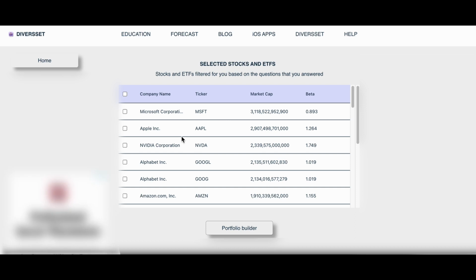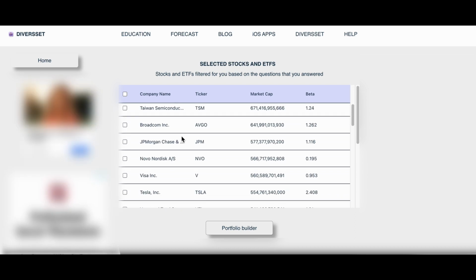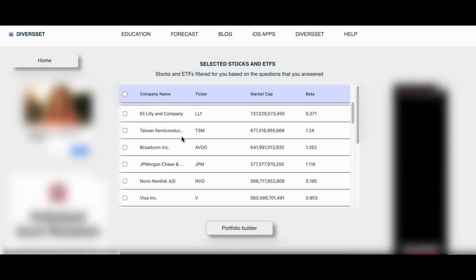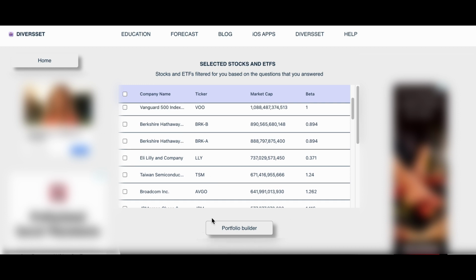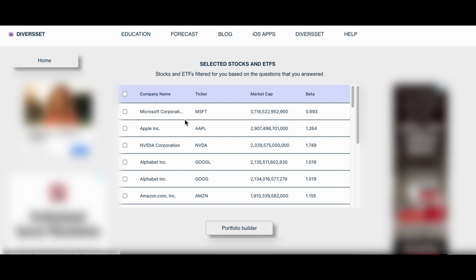Then I press show the result, and Diverset tries to find me the stocks that are tailored to my risk appetite. And let's see what stocks it will offer me. As you can see, these are large cap stocks. I can choose manually. If I press the build the portfolio button over here, it will construct the portfolio out of 10 most liquid largest stocks. But now let's choose stocks manually.